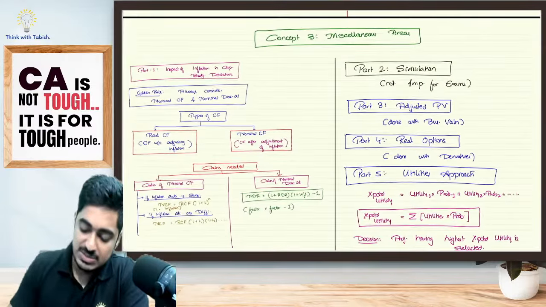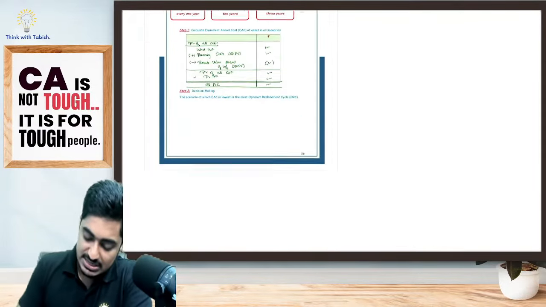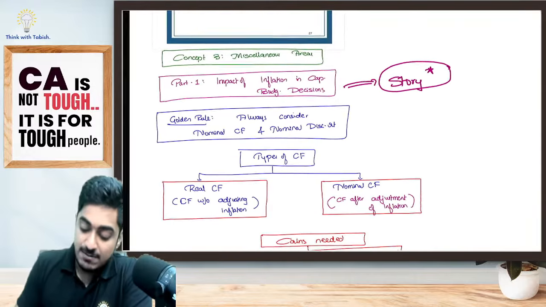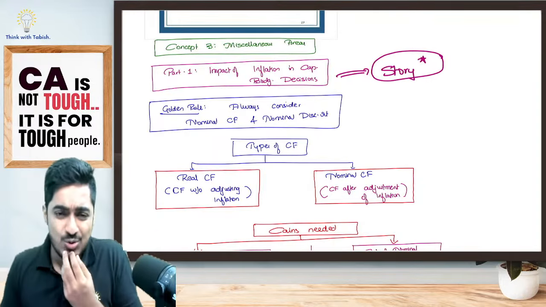Yes, then comes concept 3, miscellaneous areas. In this actually nothing is there. Yes, one small point, inflation adjustment could be asked. 1 or 2 examples are there.